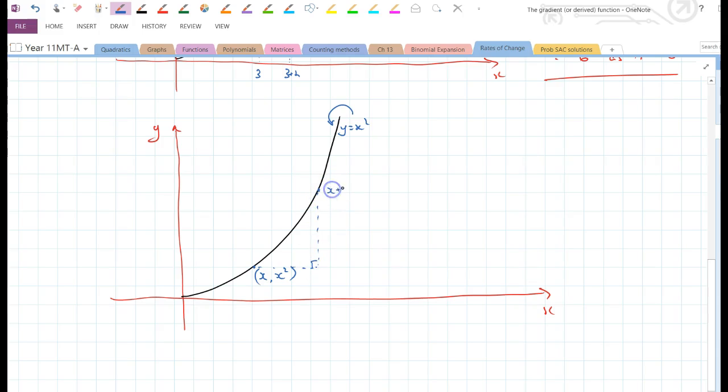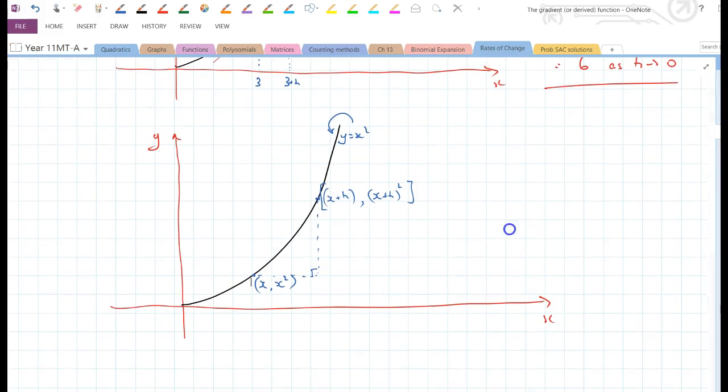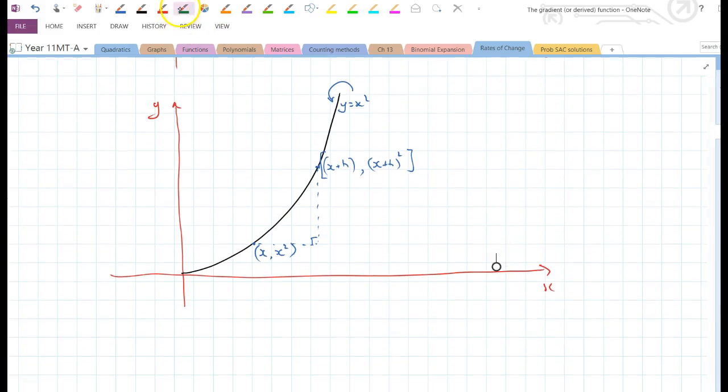So this is going to be x plus h. That's going to be my x coordinate, and my y coordinate is going to be the square of that, x plus h squared. So they're my coordinates, and they're completely general coordinates now. I was using 3,9 as one of my points up here. Now I'm just using x and x squared. Again, let's measure the gradient of that line.